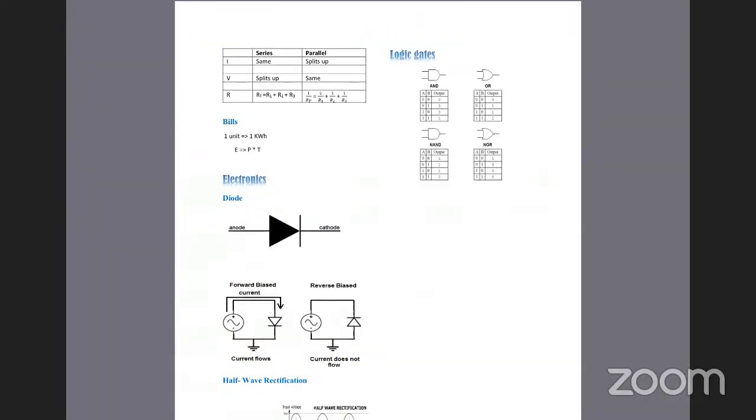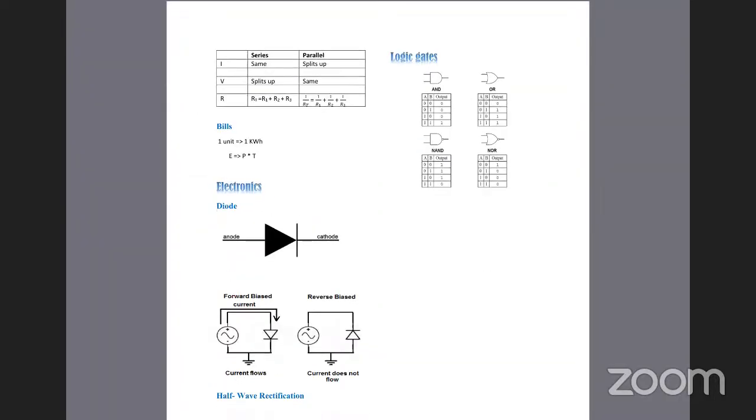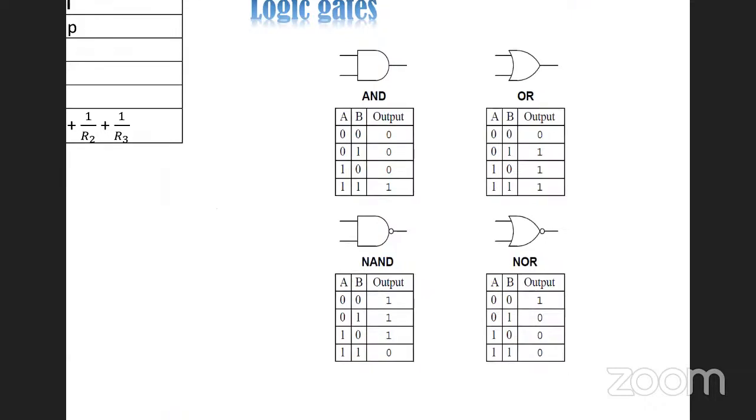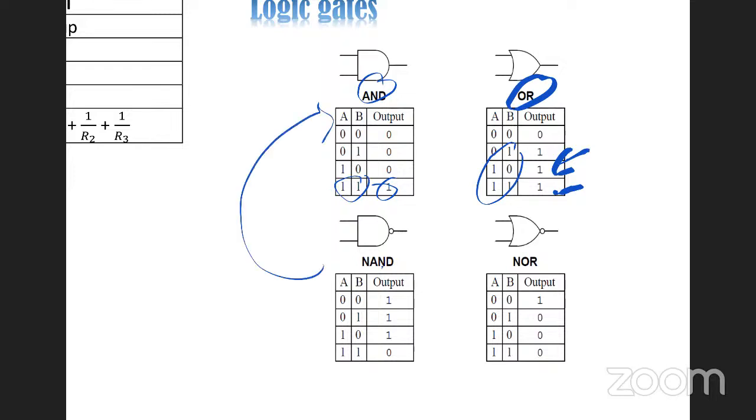Next thing is electronics. You have to learn your gates. AND gate, OR gate, NAND gate, NOR gate, right? Of course, you got to learn everything. Just remember this. For the AND gate, 2 ones give you a 1. For the OR gate, once you have a 1, you're going to get a 1. Right? NAND gate, opposite to the AND, NOR, opposite to the OR.